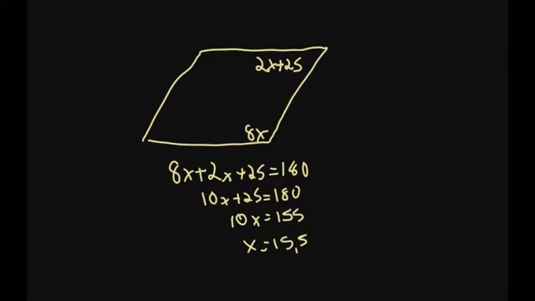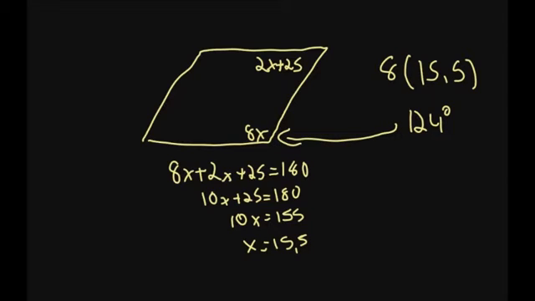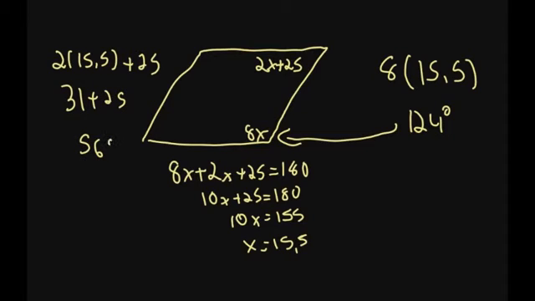Now to find those angle measures, I've got to put them into those equations. So I'm going to do 8 times 15 and a half. 8 times a half would be 4, and then 8 times 15 would be 120, so that would be 124 degrees for that angle right there. To do the other one, I do 2 times 15 and a half plus 25. 2 times 15 and a half would be 31, plus 25 would be 56 degrees. So the smaller angle, or the acute angle, is 56 degrees.